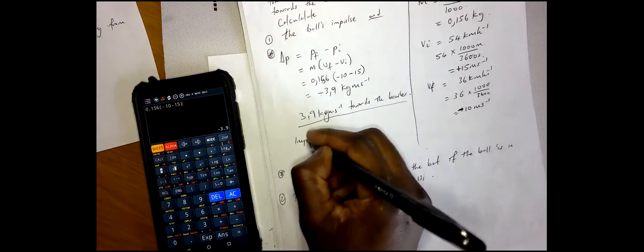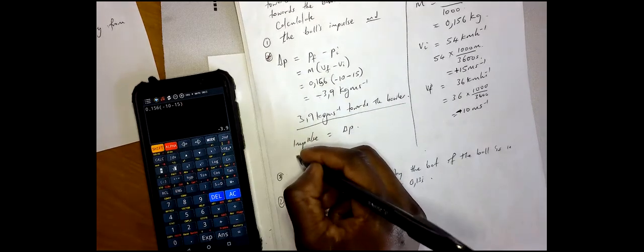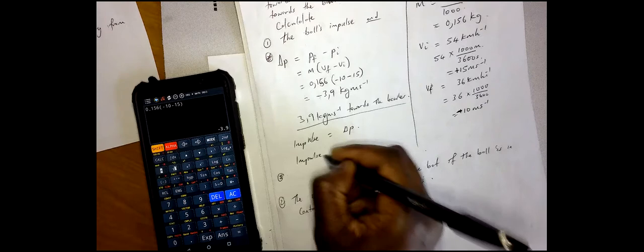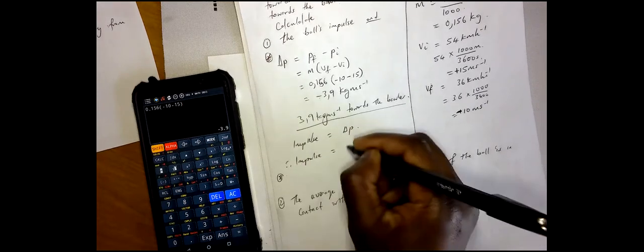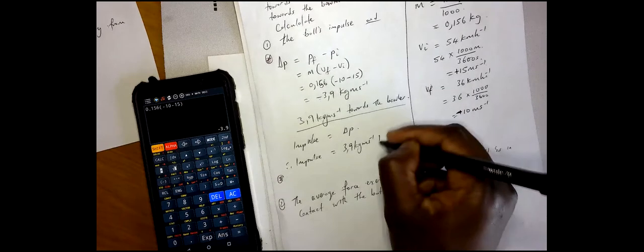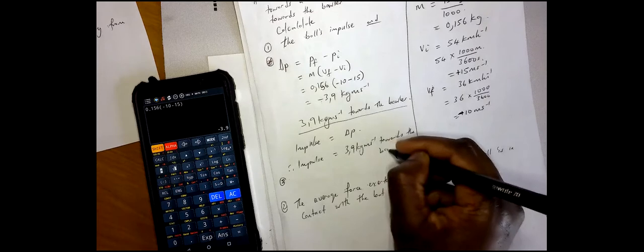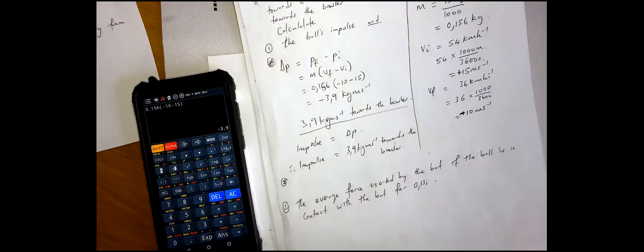So now you know that impulse is equal to change in momentum. Therefore our impulse here is equal to 3.9 kg meters per second towards the bowler. Okay, that's what we get there.